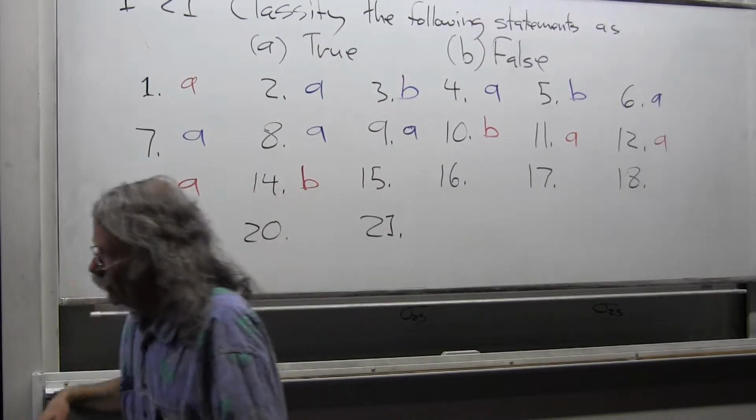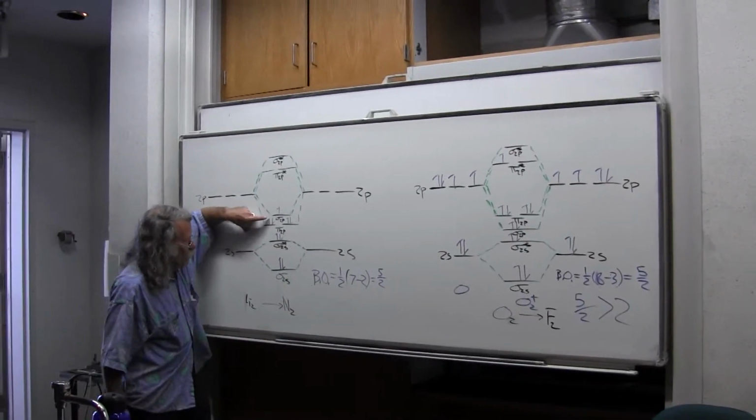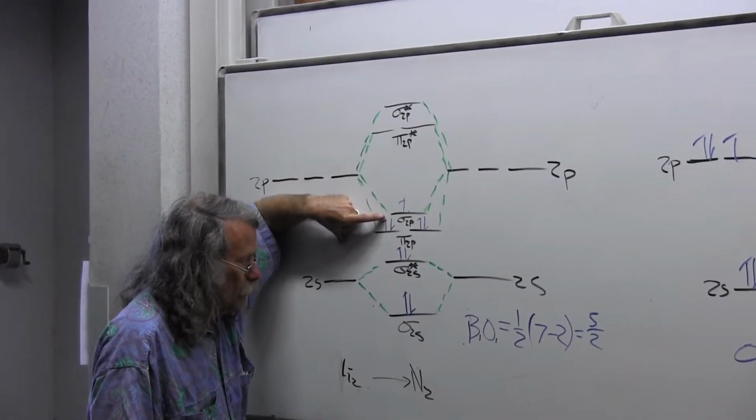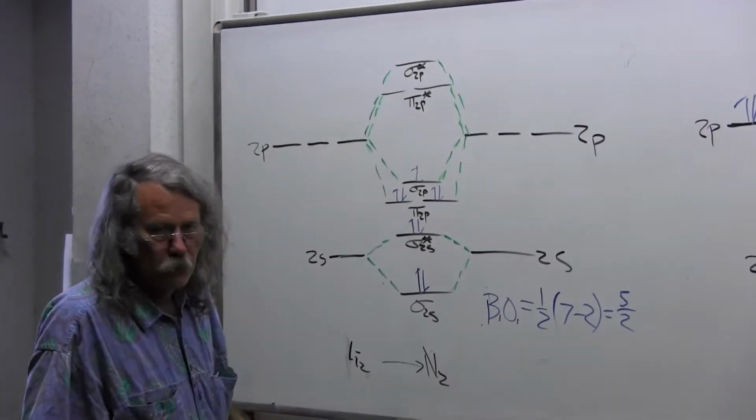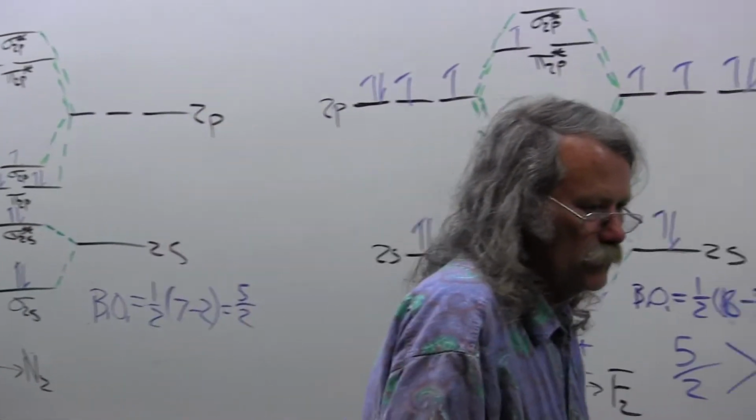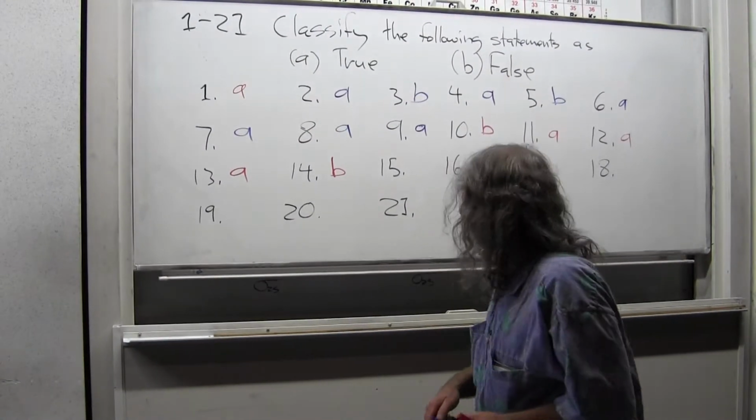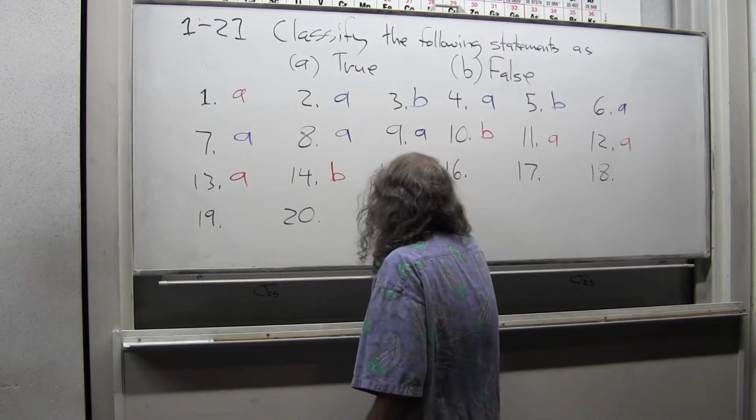As we've seen over here, the energy of the sigma 2pz is greater than that of the pi 2p for that reason, because of those repulsive interactions. So that is indeed true. Which one was this? Number 15. Yes. That is true.